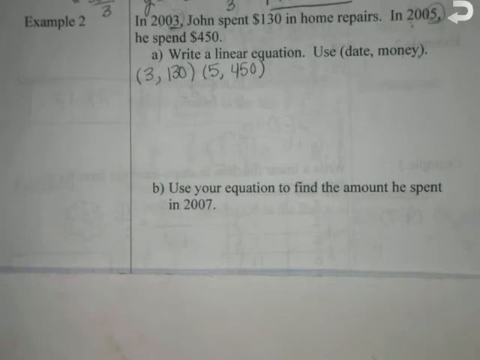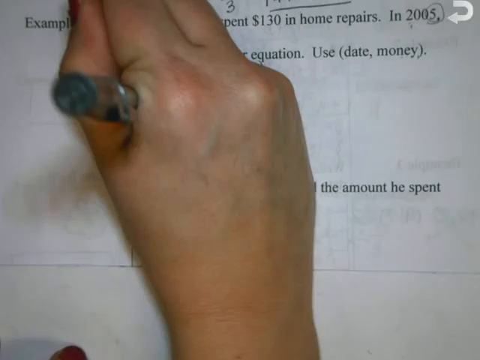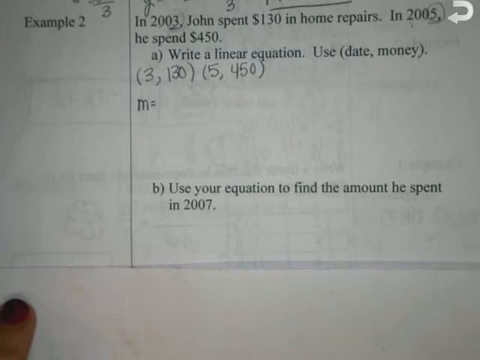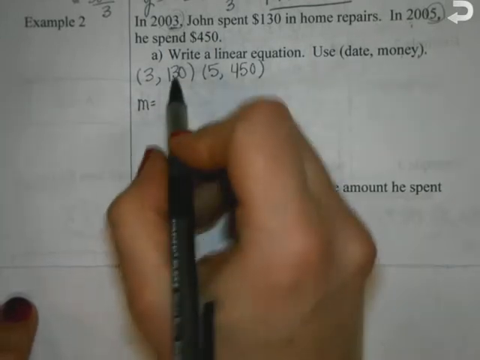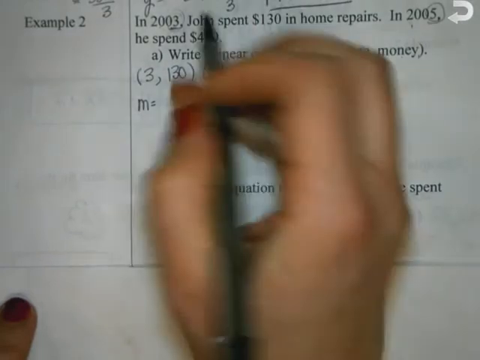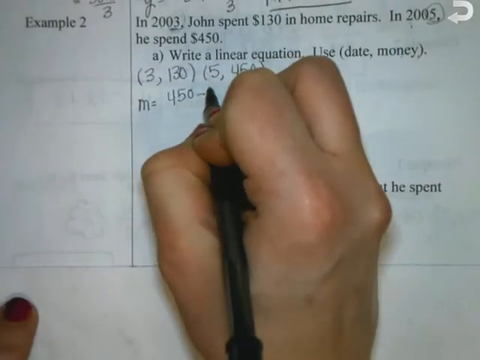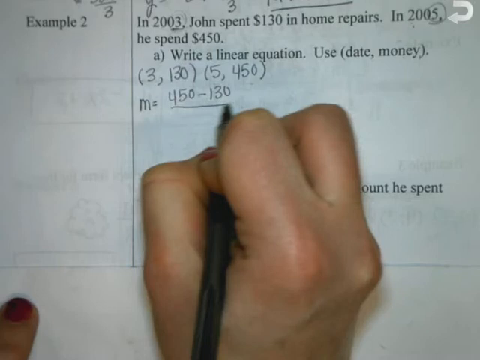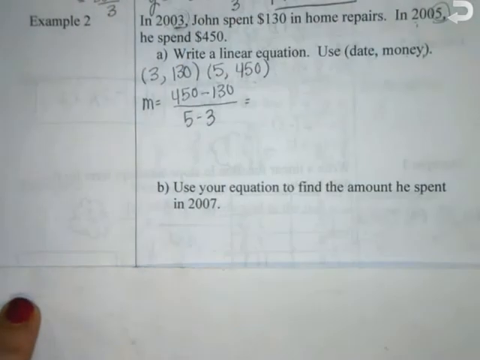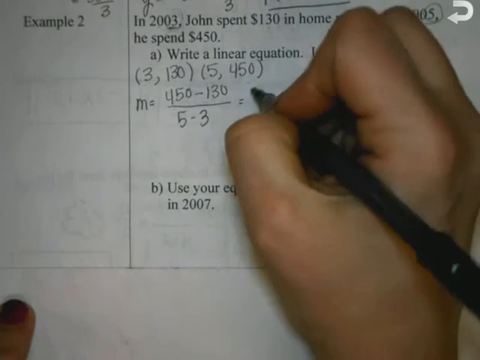Okay, so how do I find slope? Y2 minus Y1, and what are the y's? The 130 and what? 450. 450 minus 130, all over 5 minus 3. 5 minus 3 is 2. Okay, 450 minus 130 is 320. 320, all over 2, which reduces to 160.